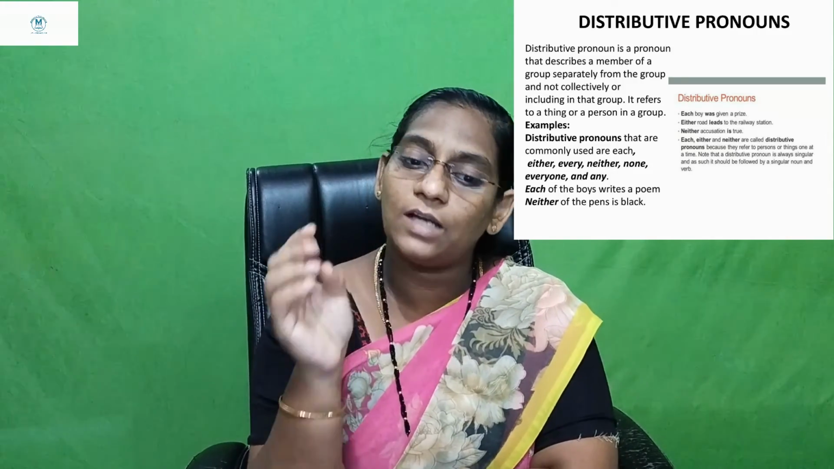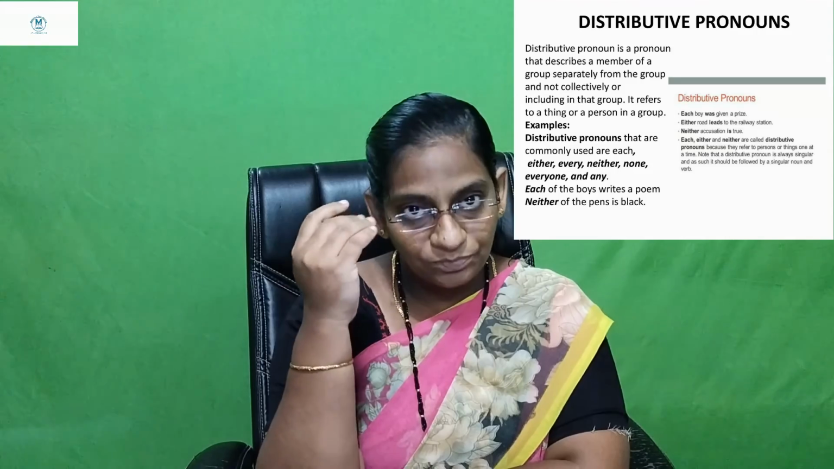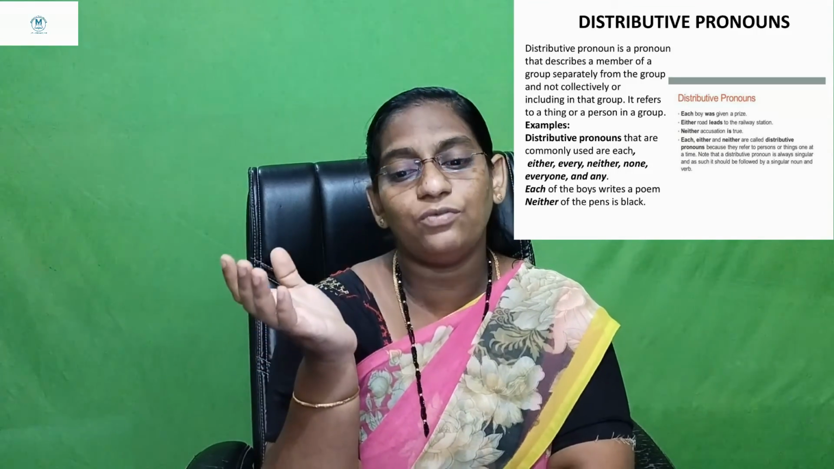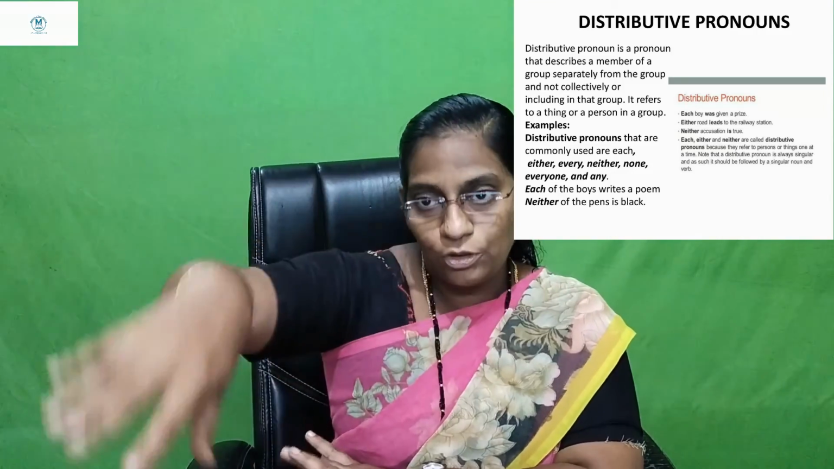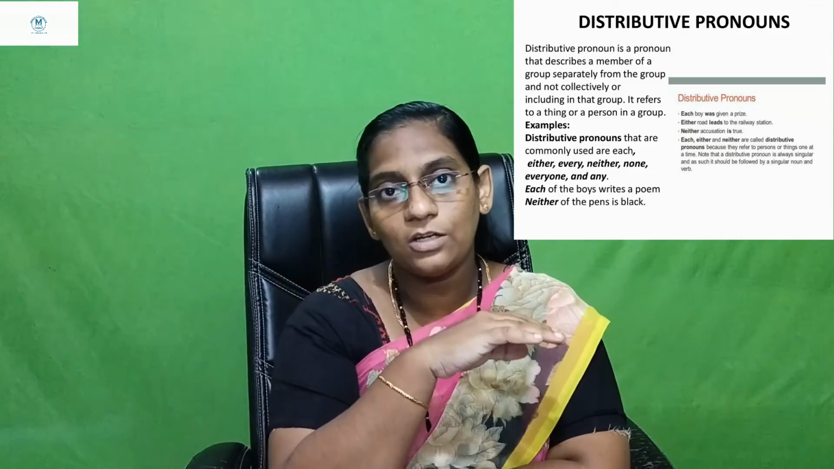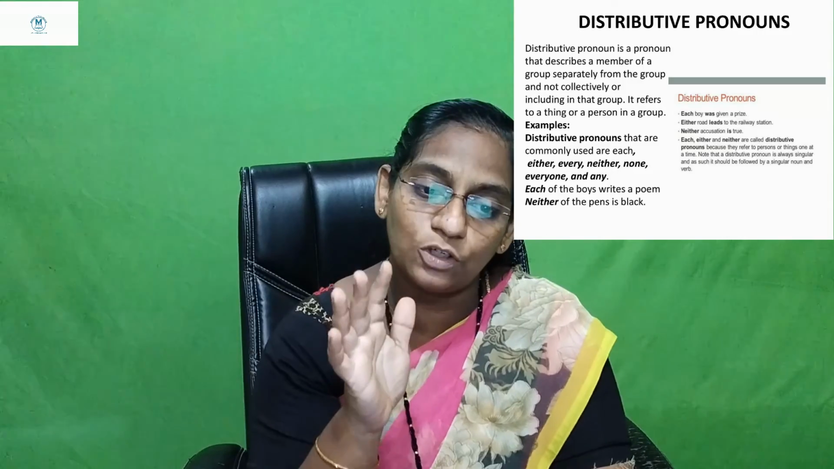So each, either, neither, these all are distributive pronouns, because they refer to a person or thing one at a time. At a time about everyone you want to say. Understood? That is called a distributive pronoun.